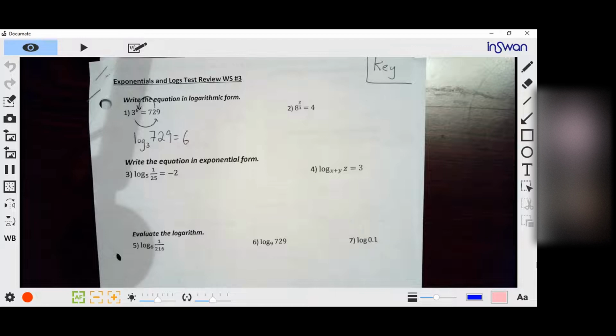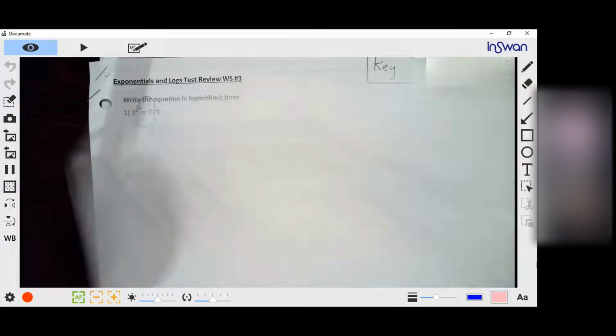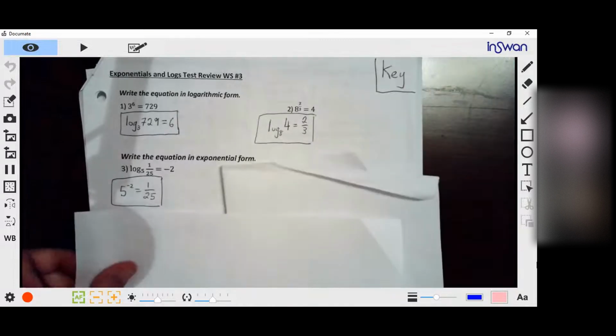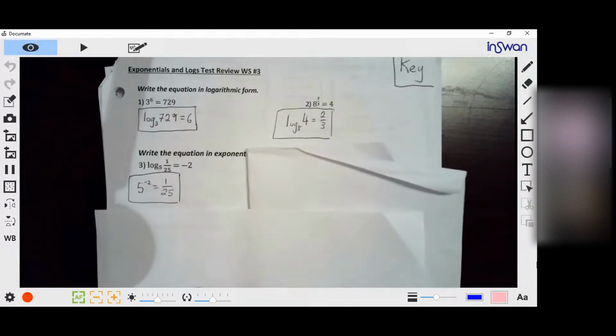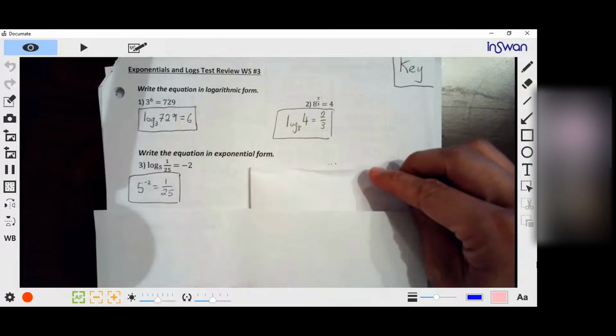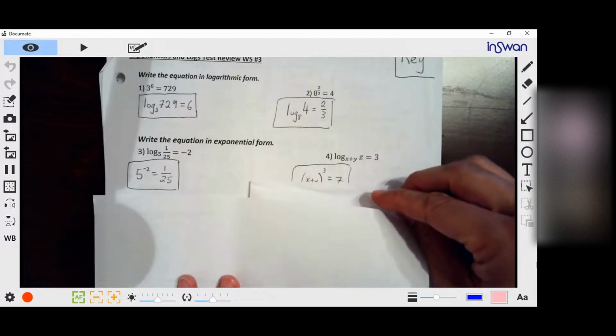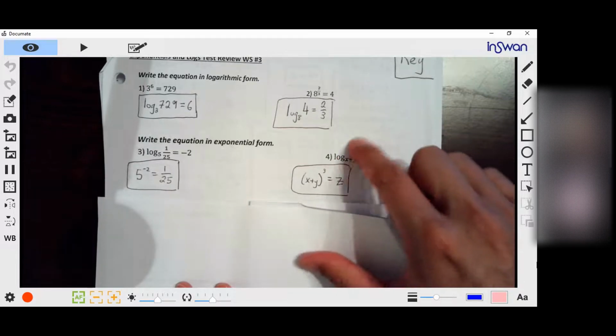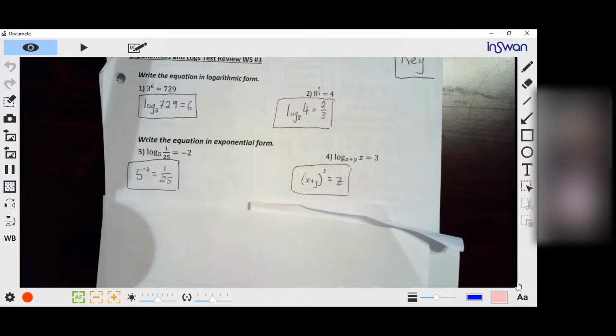And this would be log base 8, 4 equals 2/3. Number 3, this would be 5 negative 2 equals 1/25. And x plus y to the third equals z. That's right. Base x plus y raised to the third power equals z. We kind of go in a circular way and pick up all the numbers around that circle.